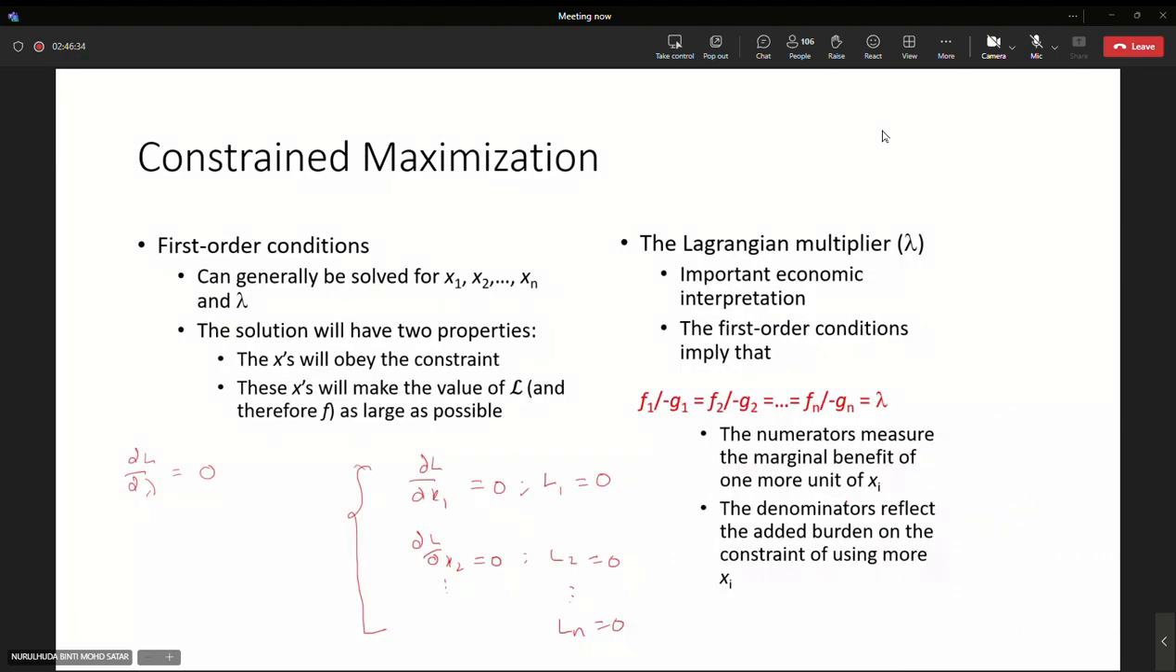Snyder and Nicholson put it more as a cost and benefit kind of measure, right?